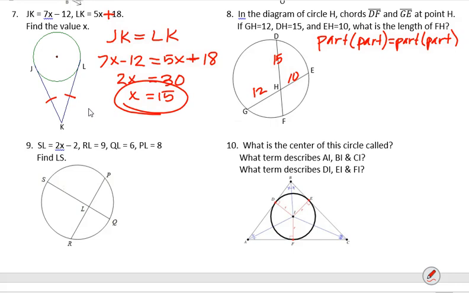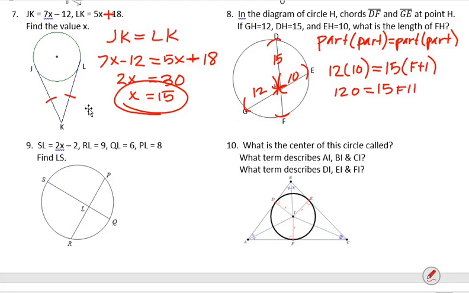So all we have to do here is multiply part times part here, 12 times 10, and set that equal to 15 times HF, or FH. 15 times FH. So this is going to be 120 is equal to 15 FH. Going to divide both sides by 15. And so FH is equal to 8.